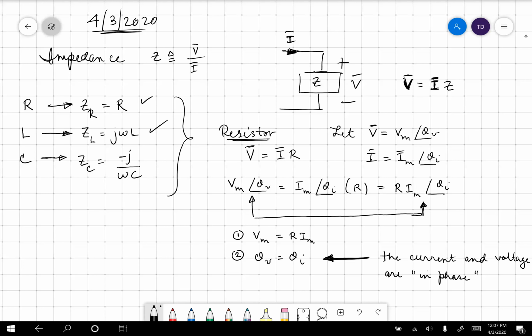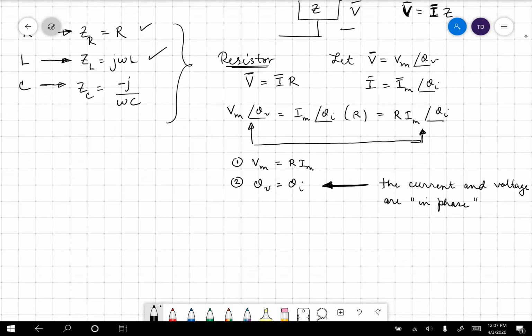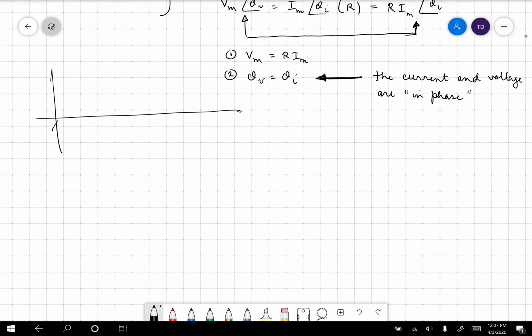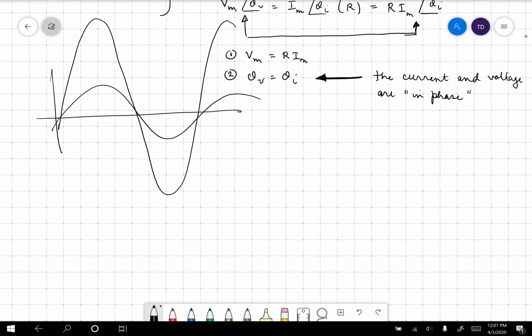So when we go to the time domain, we know the frequency is the same for both of them. I'm not going to try to draw pretty pictures today. They have the same frequency. So one of them looks like that. The other has the same exact frequency, but it has a different amplitude. So it might look like that. So they are in phase with each other.